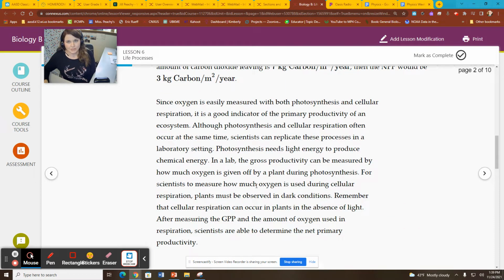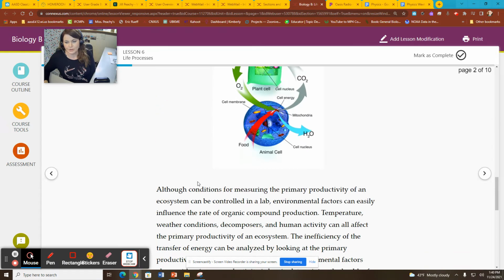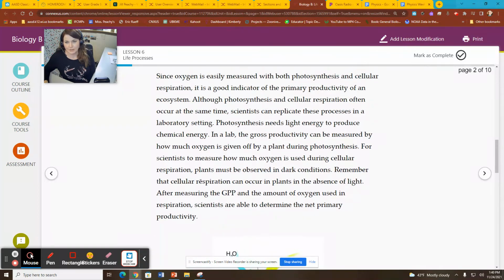So how do we measure primary productivity? One indicator is a measure of oxygen. If you think about photosynthesis and respiration, which is really what we're talking about here, a common denominator is oxygen. Oxygen is produced in photosynthesis and it is used in respiration, right? And so if it is produced in photosynthesis and then that oxygen is taken up again and used in respiration, we can look at oxygen as being a common factor.